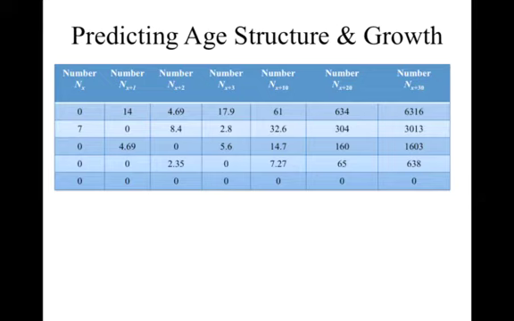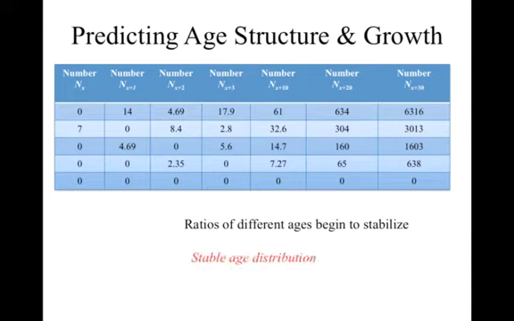So I end up with about 6 year 0 fish for every 3 year 1 fish, for every 1.6 year 2 fish, for every 0.6 year 3 fish, and so on. And so what eventually happens is that the ratios of the different ages begin to stabilize. So if I take my year 1 fish divided by my year 0 fish, or my year 0 fish divided by my year 1 fish, doesn't matter, I should get the same ratio. I should get that same number year after year. And when that happens, we say that the population has reached a stable age distribution.